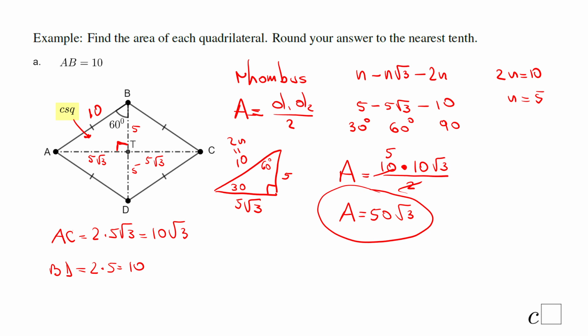So we have 50 times square root of 3. If you remember square root of 3, we can use the calculator. 1.7320 and so on. I end up with 86.60. Again, this is a 0 here, less than 5, so we're gonna stay with 86.6 square units for this rhombus if we round it to the nearest tenth.